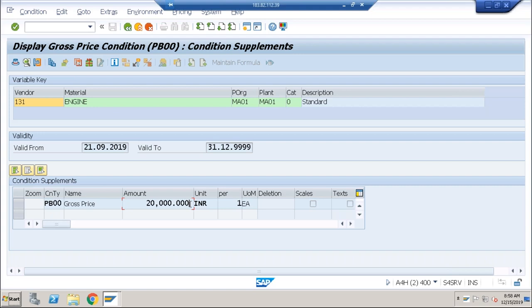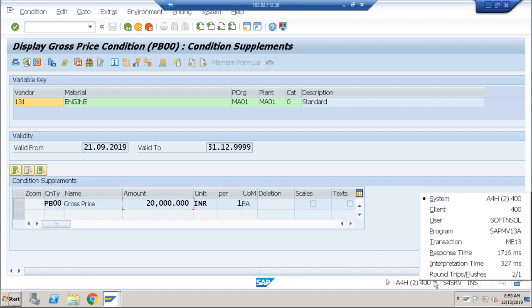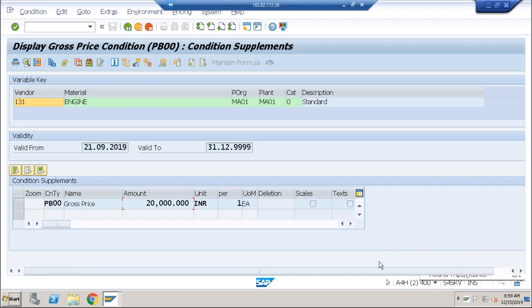Right. Before getting out, can you give me the T code for this, if you don't mind? It is ME13. ME13? Yes. Okay. ME13 to display, ME11 to maintain, ME12 to change. Okay. All right. Thank you.